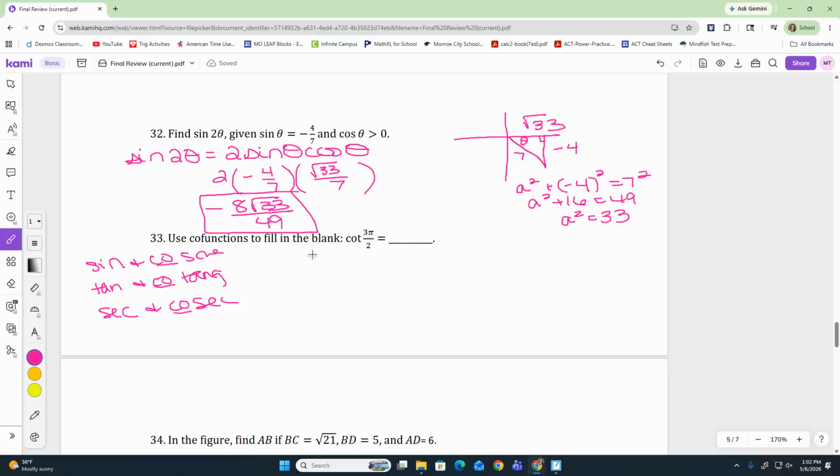All right. Cofunctions are equal when what's true about their angles? They're complementary. So what's the cofunction for cotangent? That's tangent. And the angles add up to 90 degrees, or if we're in radians, they add up to pi over 2. So if we subtract that over, we get negative pi. So it's equal to the tangent of negative pi.